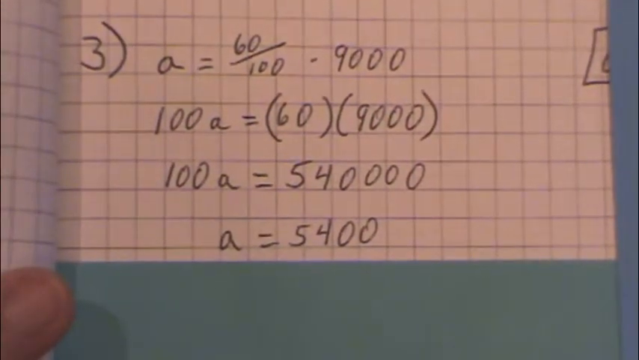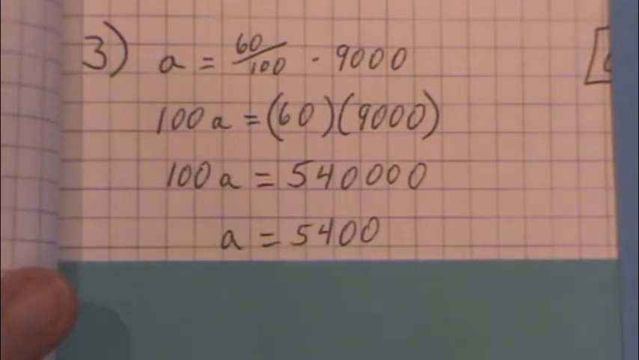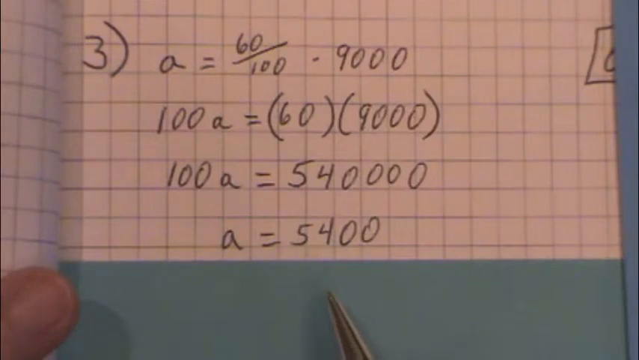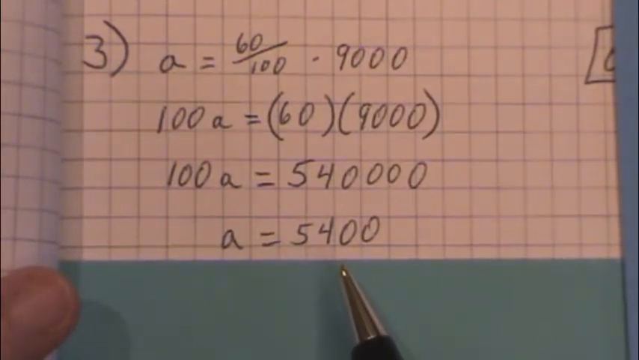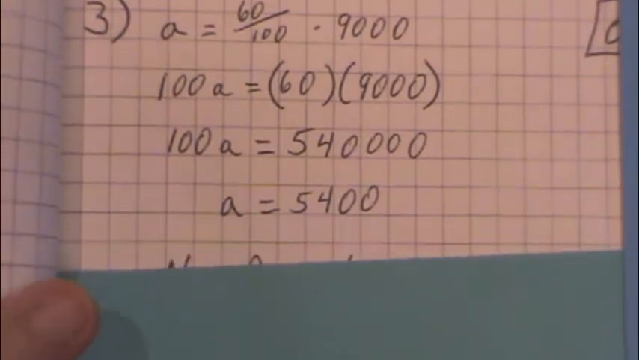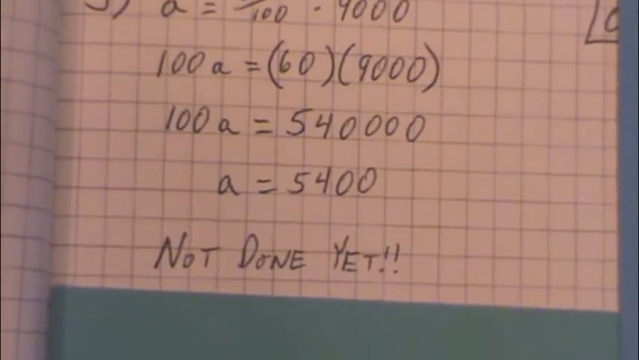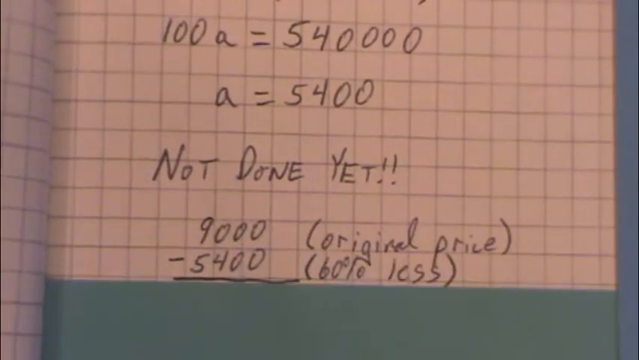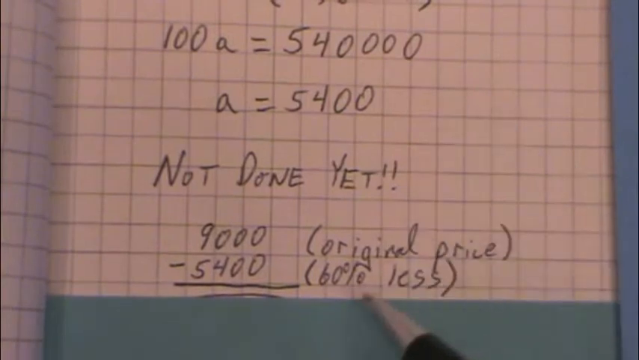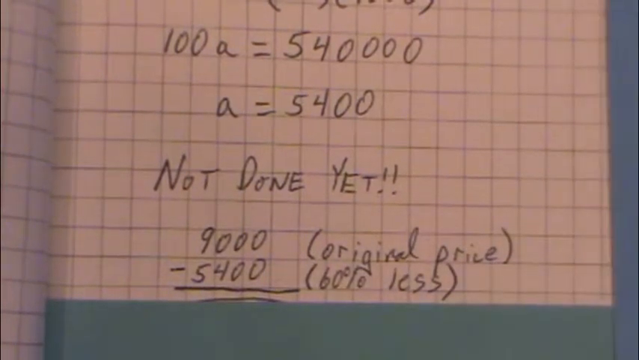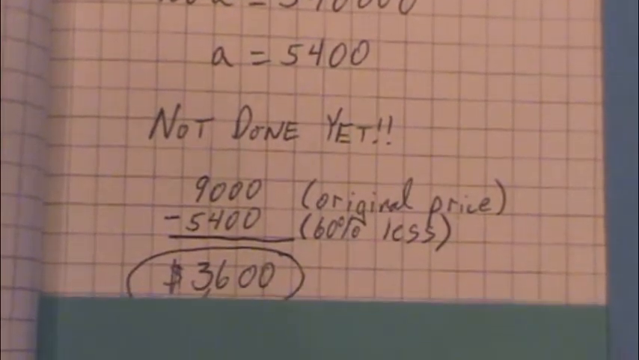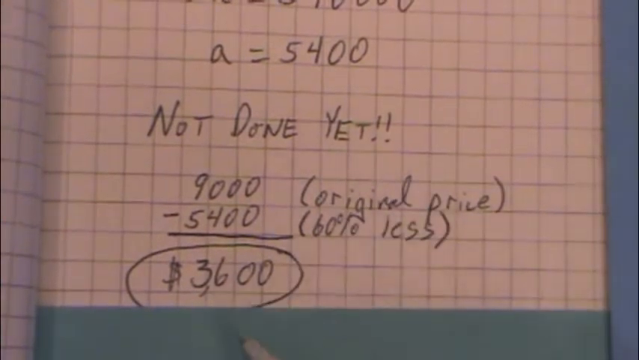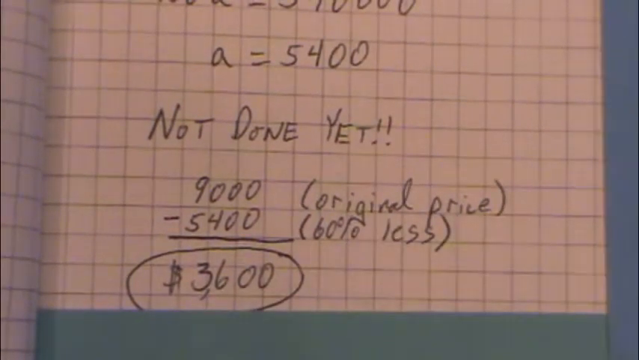That was not how much they sold the car for. They sold the car for 60% less than they paid for it. That 60% is $5,400. We need to subtract. Yeah, see? Not done yet. We need to subtract that 60% less from the original price. And that gives us $3,600. And I circled it. That is our answer.